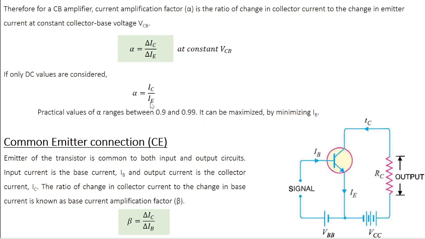So as we know, IE equal to IB plus IC. Since IB is very small, IE is almost equal to IC, right? So the practical values of alpha range between 0.9 and 0.99. And expectedly it can be maximized by minimizing IB. So what's the maximum theoretical value it can achieve? When IC equal to IE, alpha will be 1.